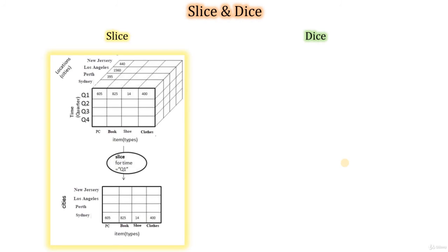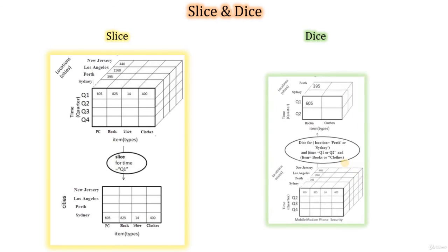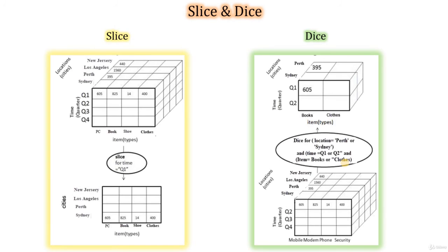And what about dicing of the data? A similar thing happens with dicing also, but it's slightly different. This operation is kind of similar to slice. The difference is that with dice you select two or more dimensions that result in the creation of the subcube. As you can see here in the pivot, there is Perth 395 and Sydney Q1 sales is 605. So dice for the location Perth or Sydney, time Q1 and Q2, and item is books or clothes.